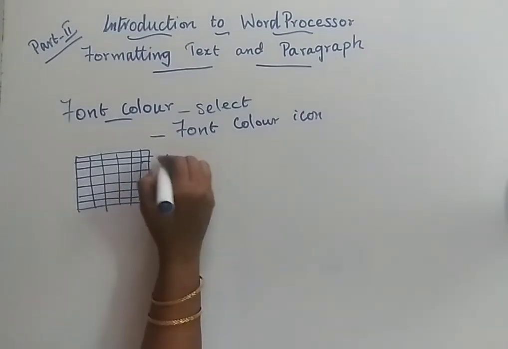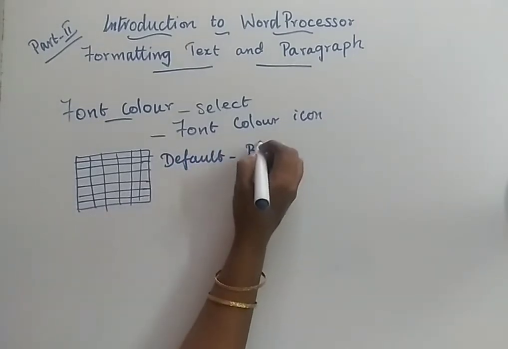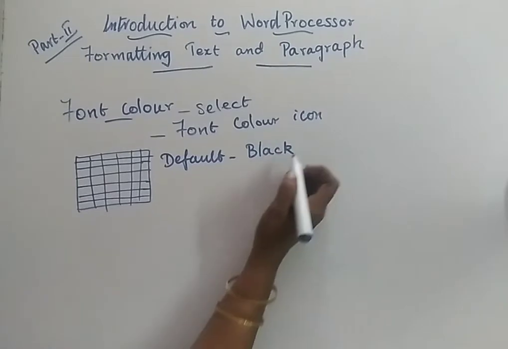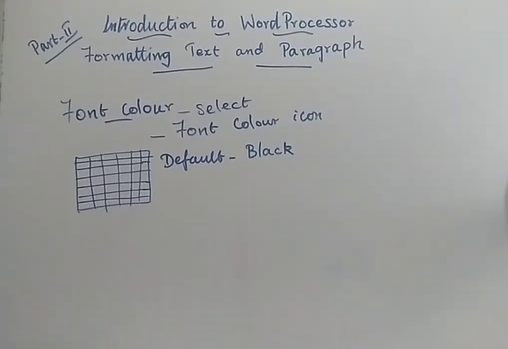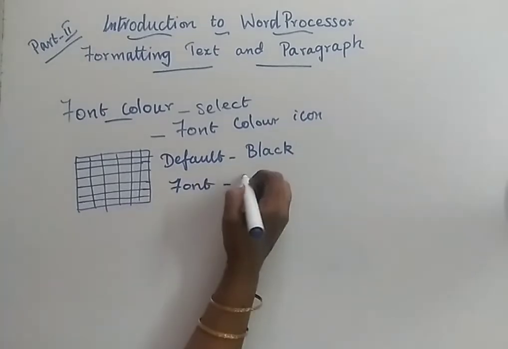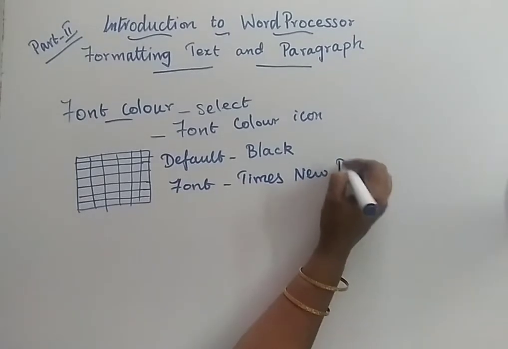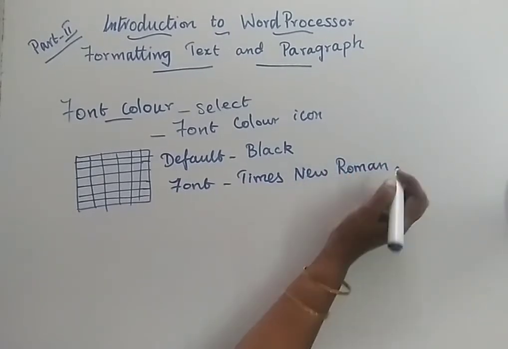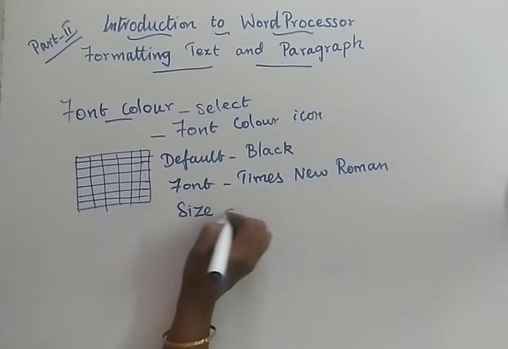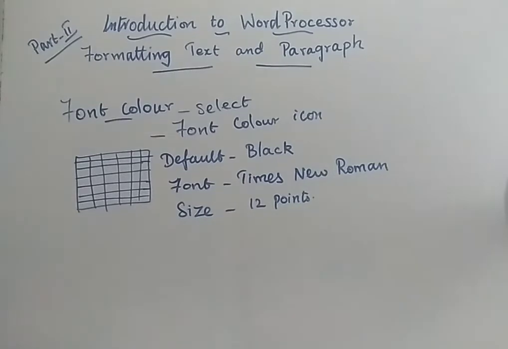Similarly, here also it will have the default. So what is the default color? Yes, the default color is nothing but black. Whatever you type, everything is in black color only, no? So the default color of your text is black. What is the default font? Don't forget, it is Times New Roman. And what is the default font size? Yes, it is 12 points. So clear with this one.